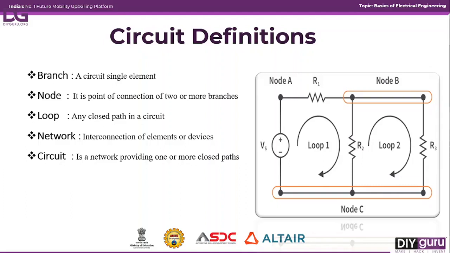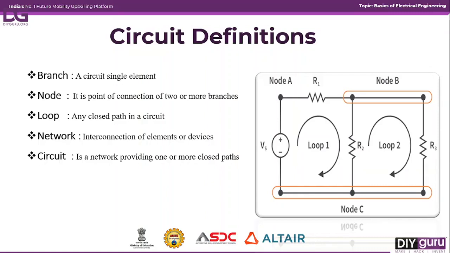Next, coming to the circuit. A circuit is also the interconnection of elements which forms a closed path. There should be a closed path, then only we call it a circuit. See the difference between network and circuit. A network is also an interconnection of elements, but it can be open circuited or closed circuited. Whereas the circuit is the interconnection of elements which forms a closed path.